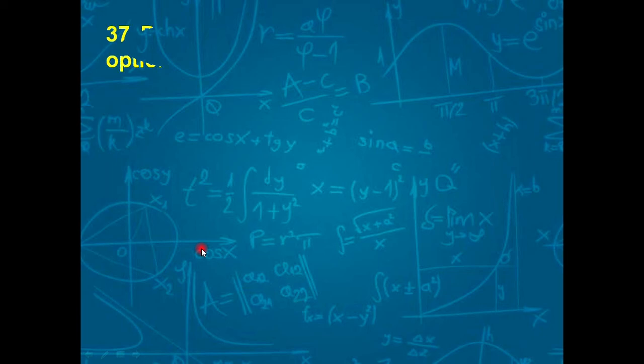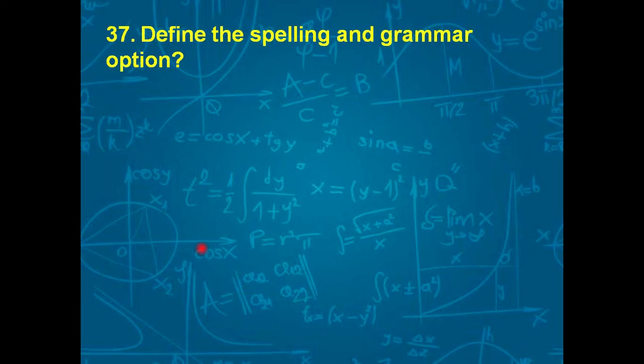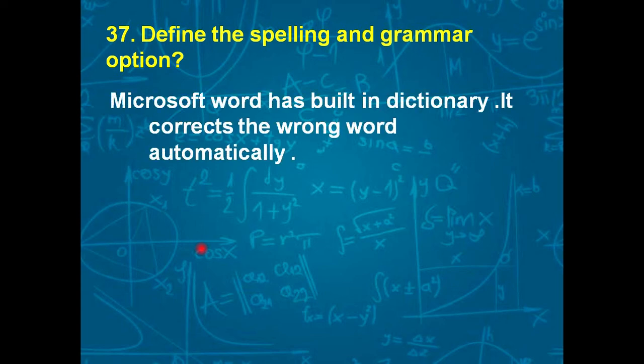Define the spelling and grammar option. As we all know, Microsoft Word provides us a facility to change the wrong word with the correct word. It has an inbuilt dictionary. Inbuilt means a dictionary is already available with us. Microsoft Word has a built-in dictionary. It corrects the wrong word automatically, but it doesn't only change the wrong word with the correct word, it provides so many other options in the Microsoft Word dictionary. So we do it. I will explain in detail what else is in its dictionary.